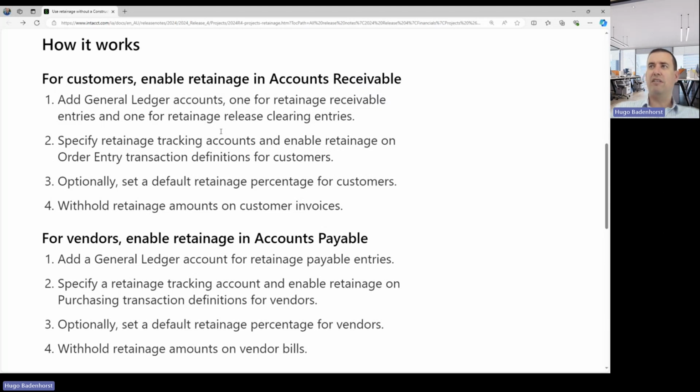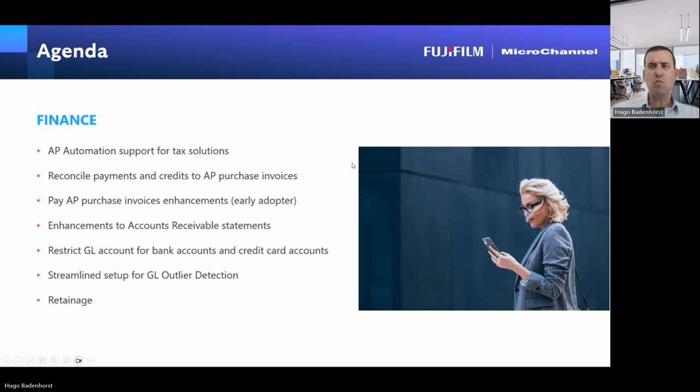So part of that, again, is we set it up, we create some transaction definitions for it, and then you can also set up a default percentage on customers and suppliers. So when we raise the invoice or create the invoice in the system, it can default in that percentage for you if it is one of the suppliers that requires retainage or customers, and then it can automate that transaction and retain the amount separately to what we've got there. Okay, so that's the initial section around finance.